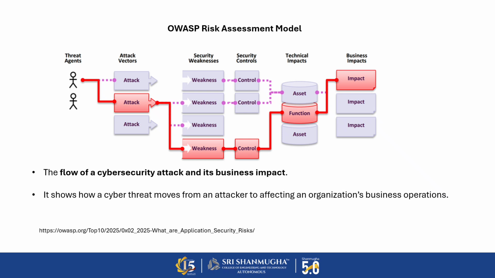The next one is the security weakness. Security weaknesses are nothing but vulnerabilities present in our systems. For example, weak passwords, unpatched software, which means software that is not updated, and poor coding practices. These allow the attacker to exploit the weakness in our systems.